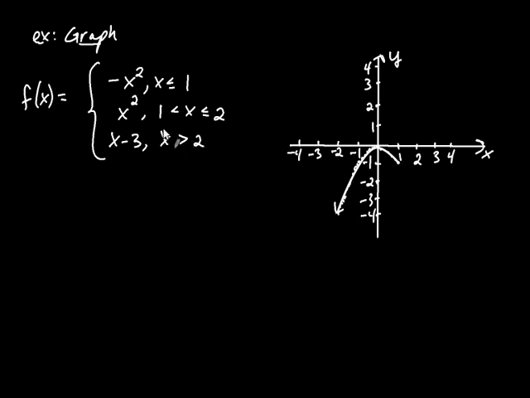And then we go on to the next part of the graph, and it says that the next branch is x squared, and that applies between 1 and 2. So just like before, we don't worry about the restriction. We just go ahead and graph x squared dotted. That's going to go through negative 2, 4. So right there, negative 1, 1, 0, 0, 1, 1, 2, 4. And then here's the dotted parabola.